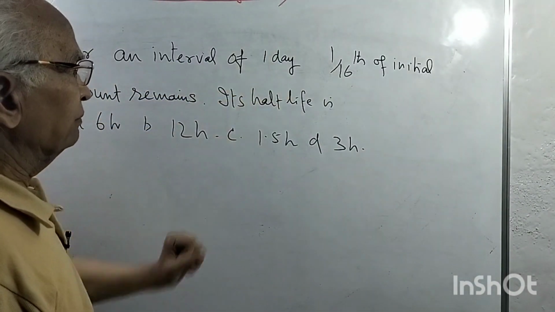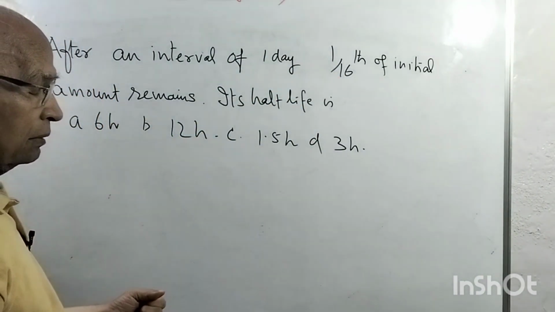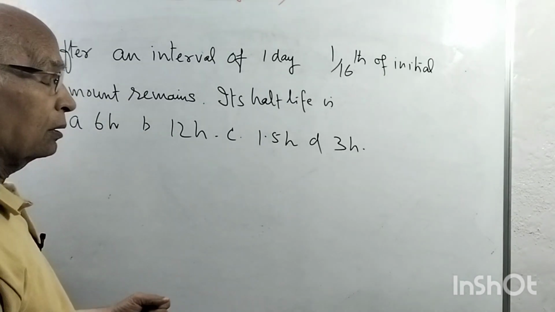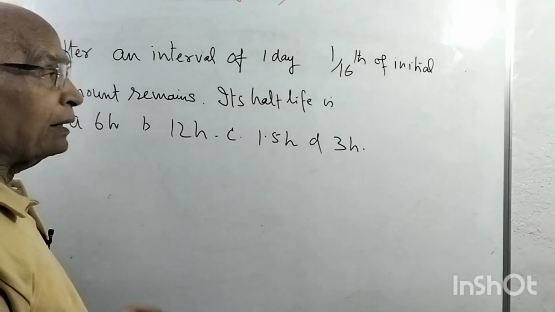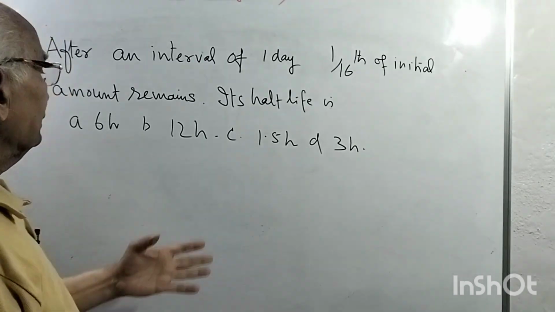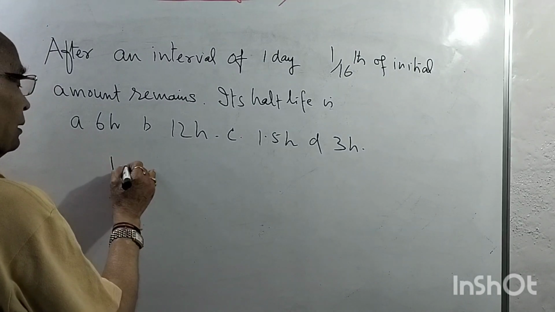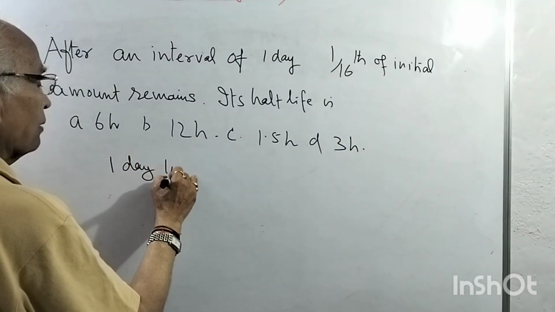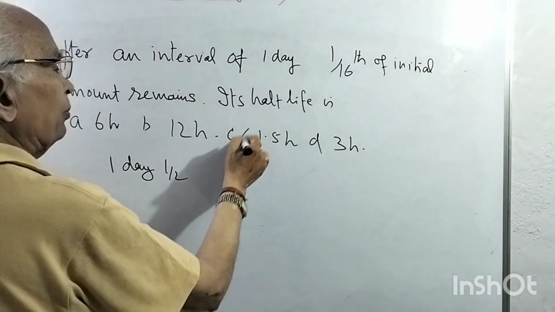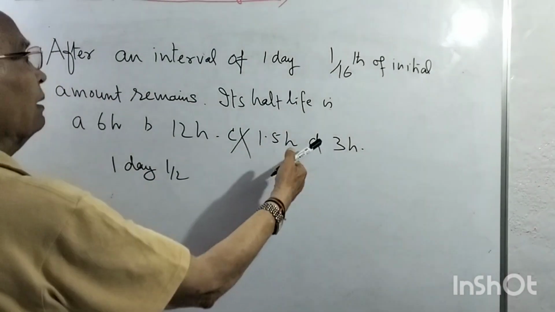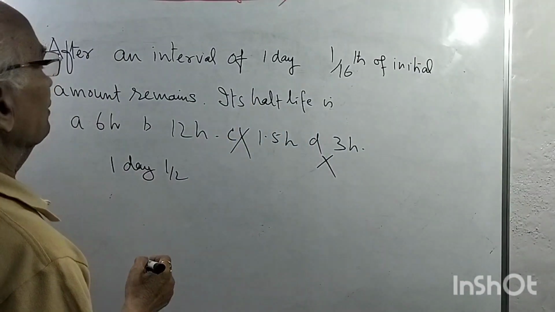In 1 day is the half-life. We want 1/16. So 1 day it becomes half, 2 days it becomes 1/4, 3 days it becomes further 1/8, and 4 days 1/16, decreasing like that. 1.5 hours obviously cannot be there. 3 hours is in hours, whereas we are talking in days, so this obviously is not possible.